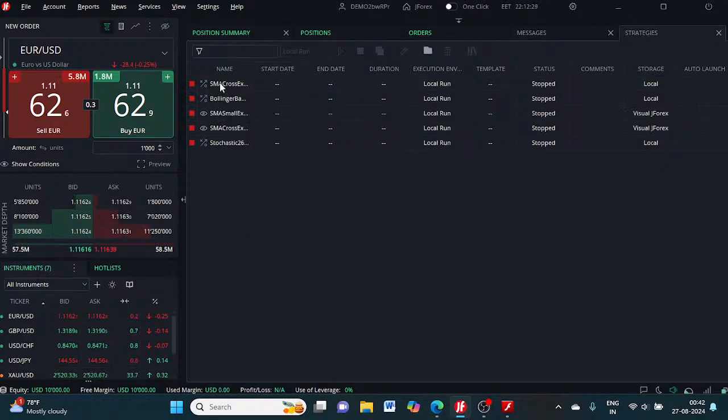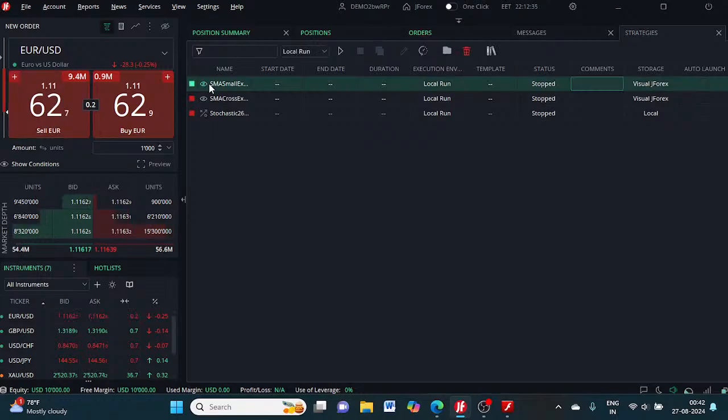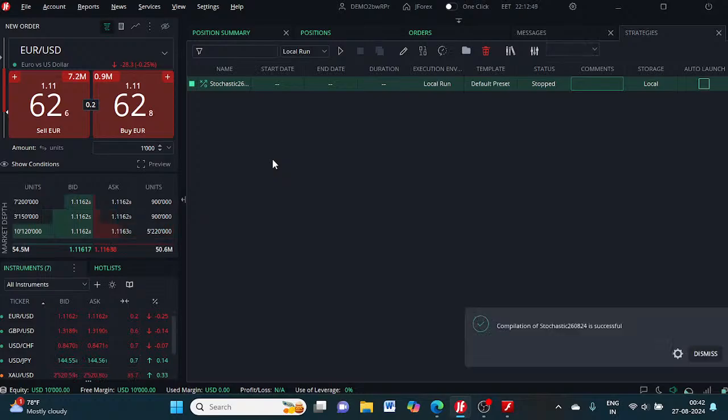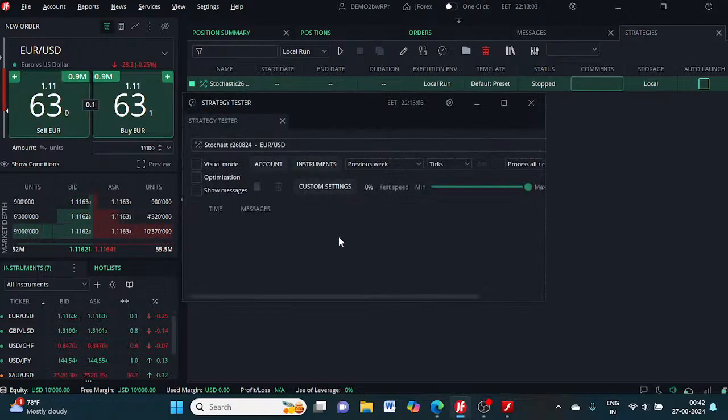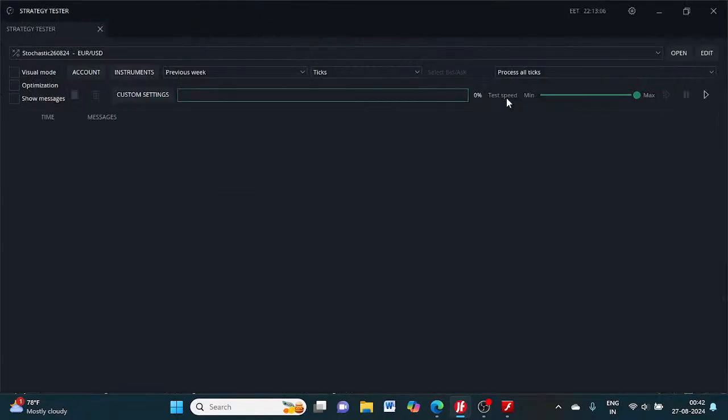To remove the confusion, I'm removing the prior strategies. So we are left with only the strategy which we have created in this session. Now we need to compile it first. So I have done the compilation. Compilation of Stochastic 2024 is successful. Now we need to see whether we can test it. I'm going to run a small test to look at the kind of trade execution which might happen.